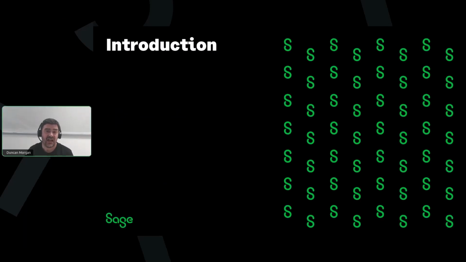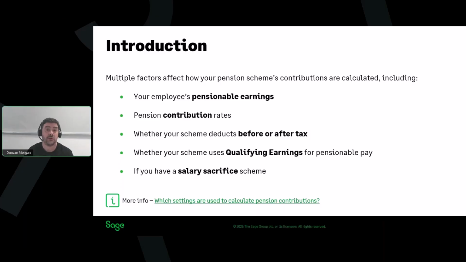So let's get straight on to our introduction. And first of all, we'll take a look at the factors that can influence a pension calculation. So the main things that are involved in pension calculations would be your employee's pensionable earnings. Now, with some schemes, this will be specific pay elements, such as basic pay only. For other schemes, it might be qualifying earnings, which includes most earnings, but are restricted to lower and upper thresholds.